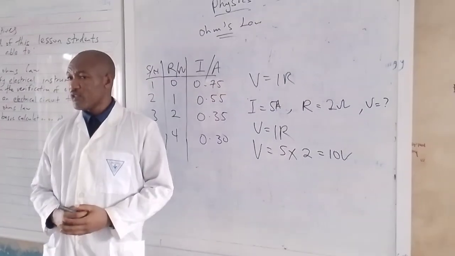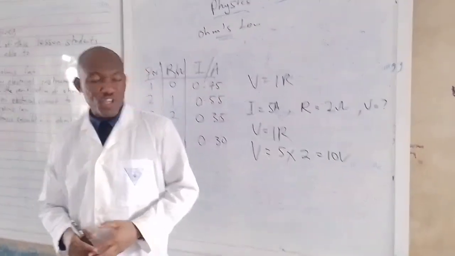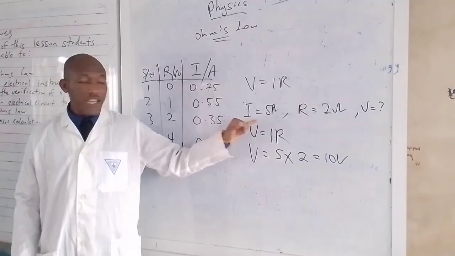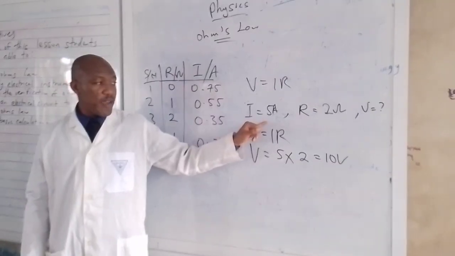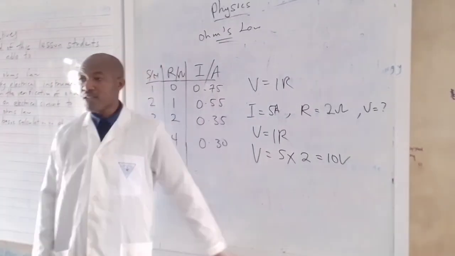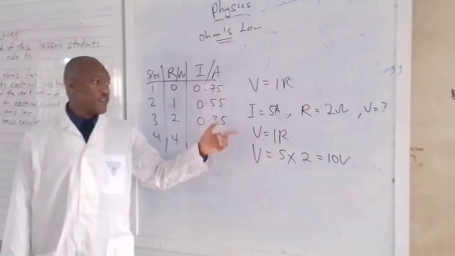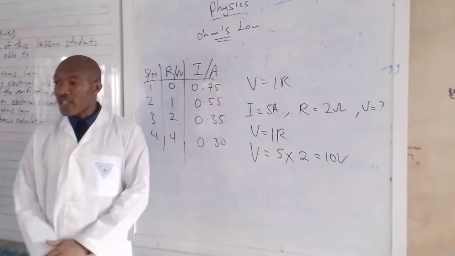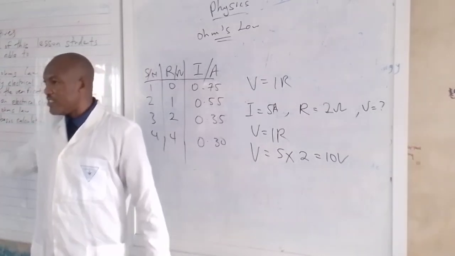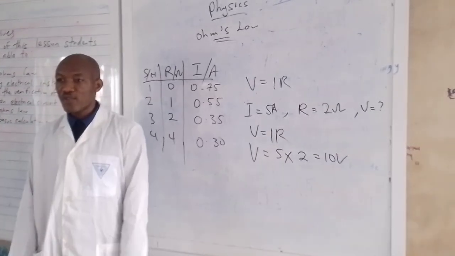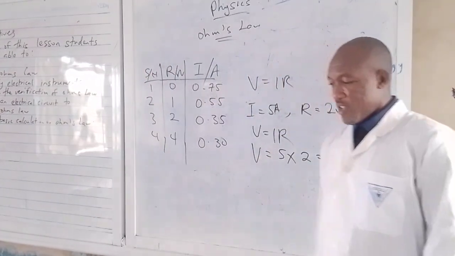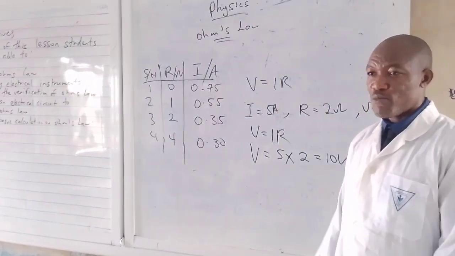For your assignment, the same question, but this time let your current be 2 ampere and the voltage 20 volts, so that you can find the resistance. Is that clear? Yes, sir. Any other questions? No, sir. Ask questions, please. Somebody must ask a question.